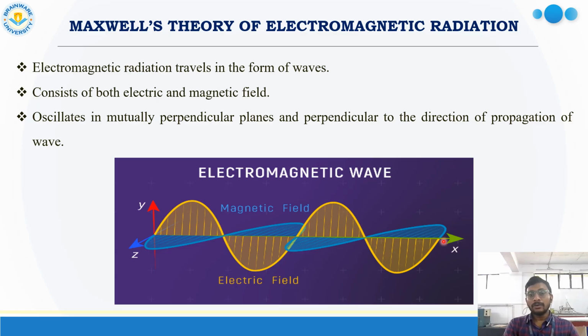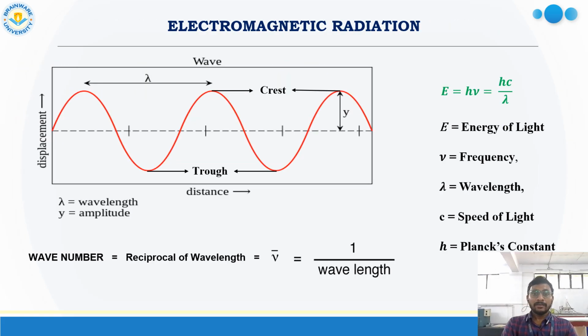You see these electric and magnetic fields are perpendicular to each other, and these two planes are also perpendicular with respect to the line of propagation of light. Line of propagation means the direction in which the light is moving. The particles oscillating in those fields are also perpendicular to the line of propagation. That is why it is called an electromagnetic wave, because of the presence of electric and magnetic fields.